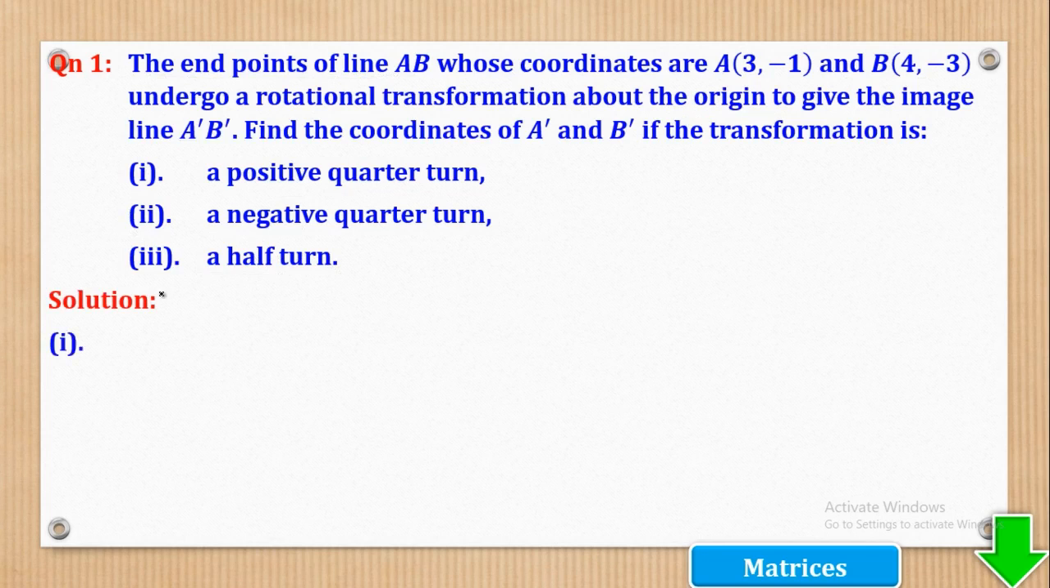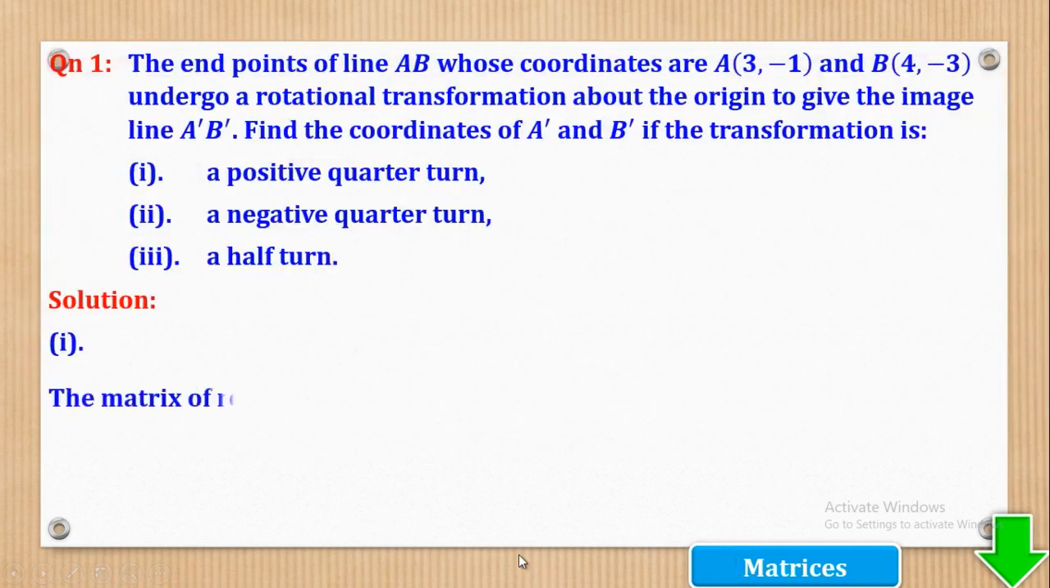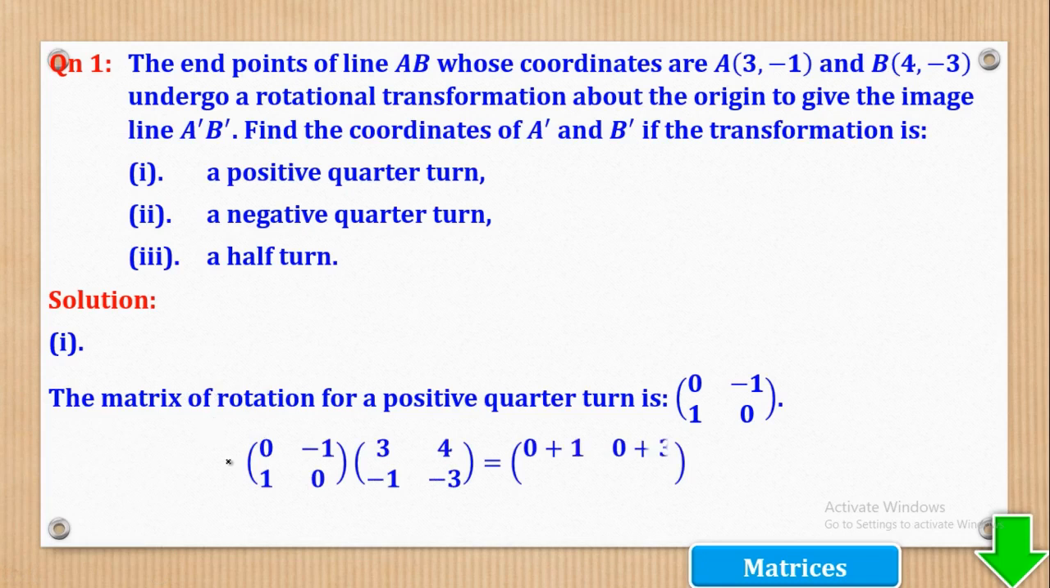So we shall start with Question 1. In Question 1, we have to remember the matrix for positive quarter turn, which is this. Therefore, we shall come here and multiply. First recall the matrix, then multiply the matrix with the object to come up with that. Therefore, A prime is that and B prime is that.